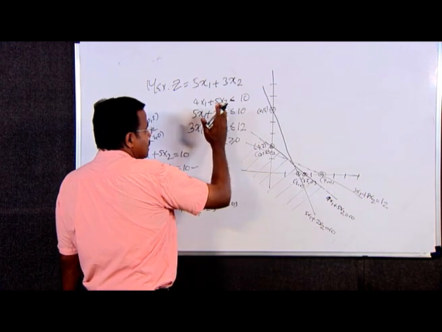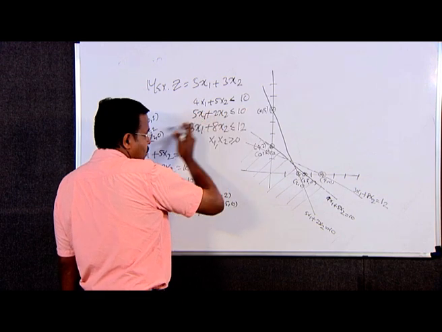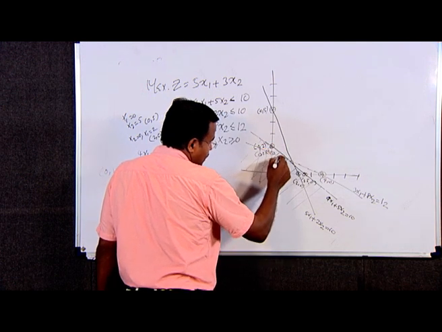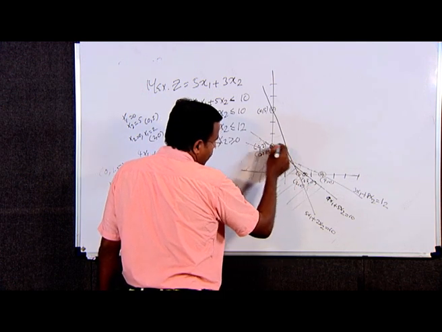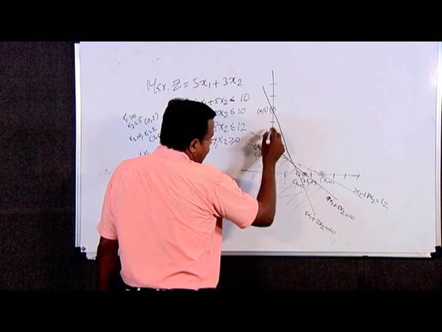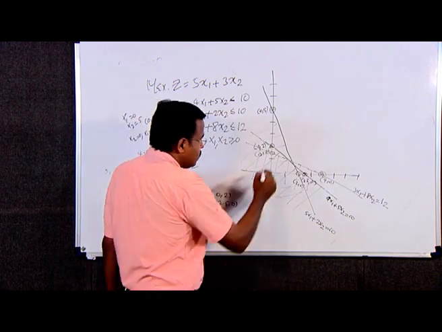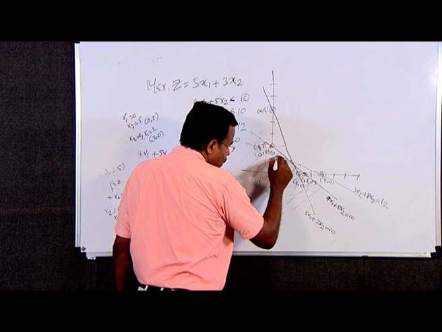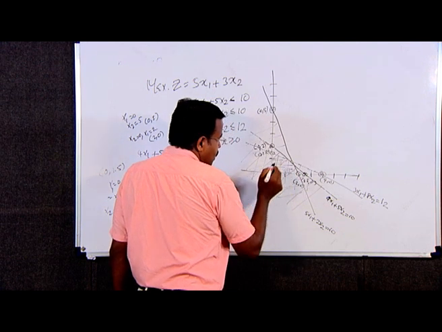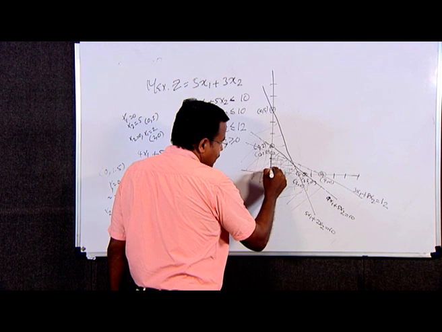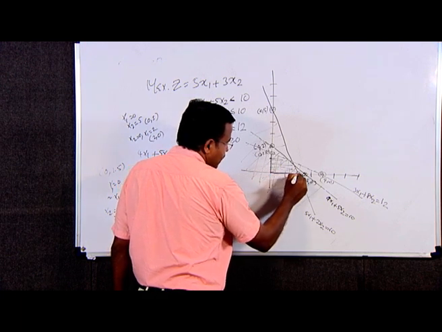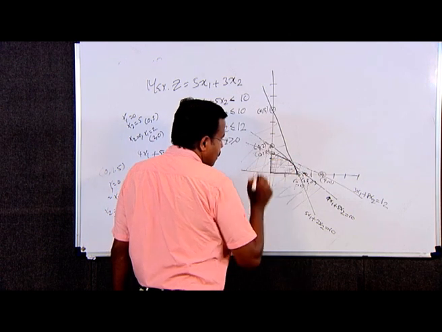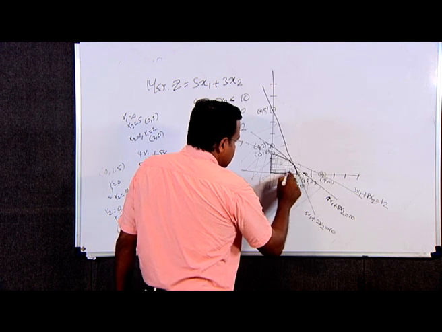So, in all these constraints, 5x1 plus 2x2 less than or equal to 10, 3x1 plus 8x2 less than or equal to 12, the shaded regions are like this. And x1 greater than or equal to 0, x2 greater than or equal to 0. So, here we are getting a region where all the shades are intersecting. In this region all the shades are intersecting. So, this is the solution region.